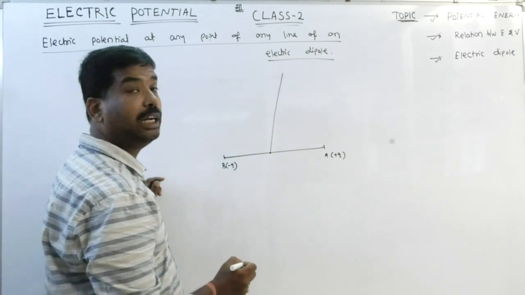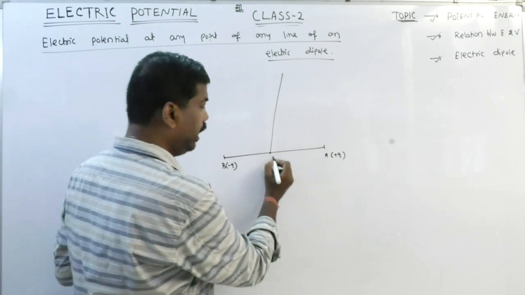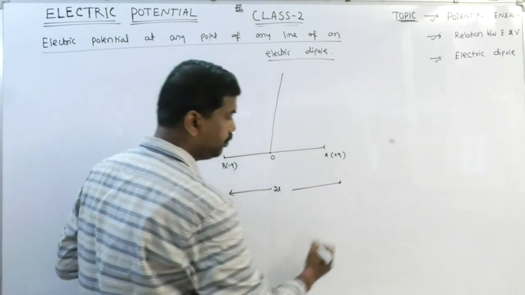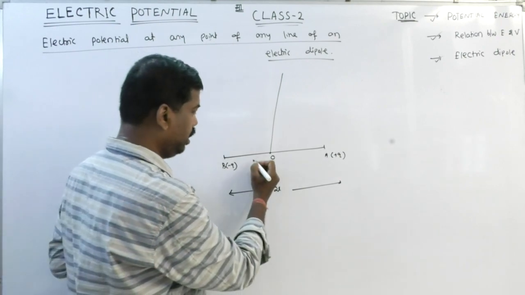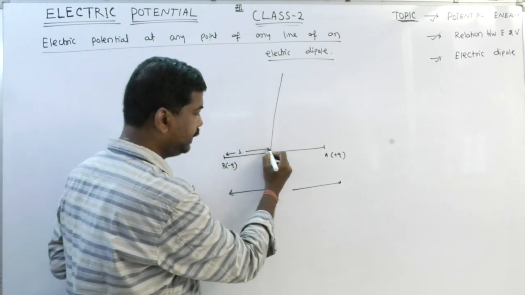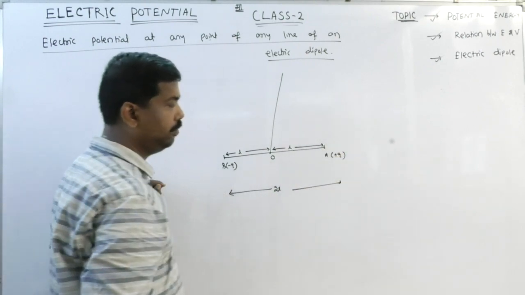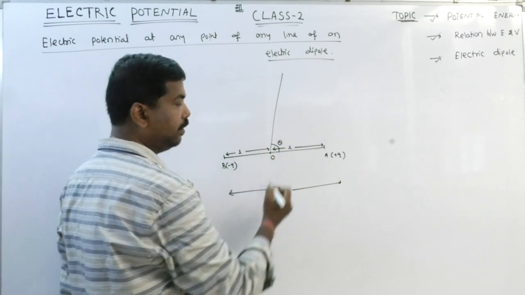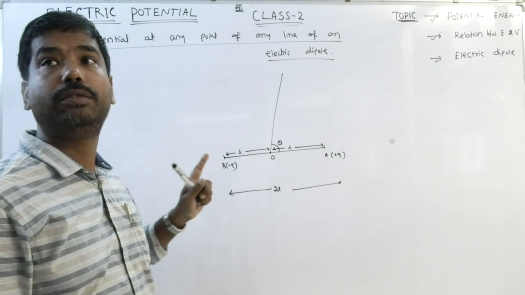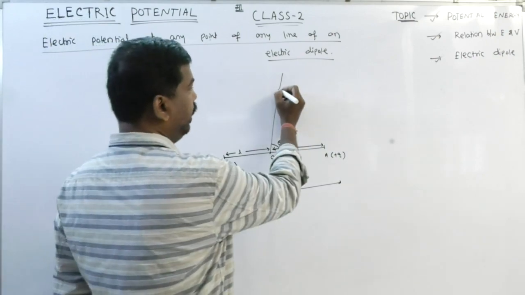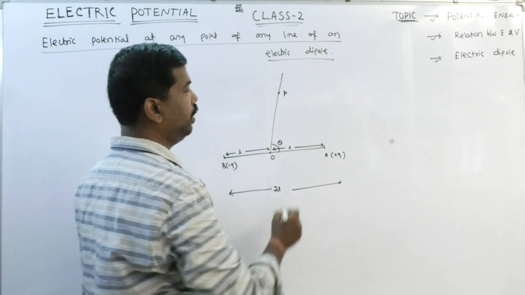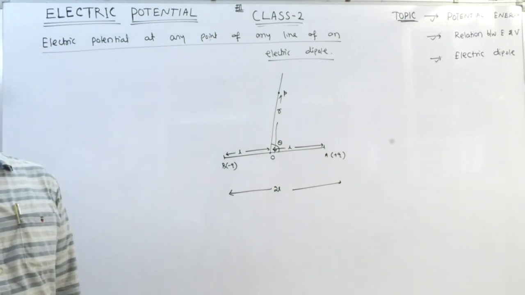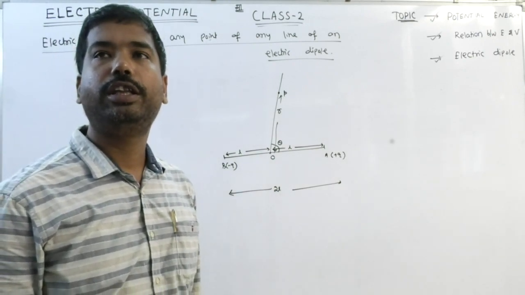Let us draw a line that passes through the center of the electric dipole. Hence, O is the center of the electric dipole. If 2L is the total distance, then this distance is L and this distance is L. And this line is inclined at an angle theta with the dipole length. Clear? Let us take any position, small p, at a distance r from the center of the dipole, where I want to find the net potential.